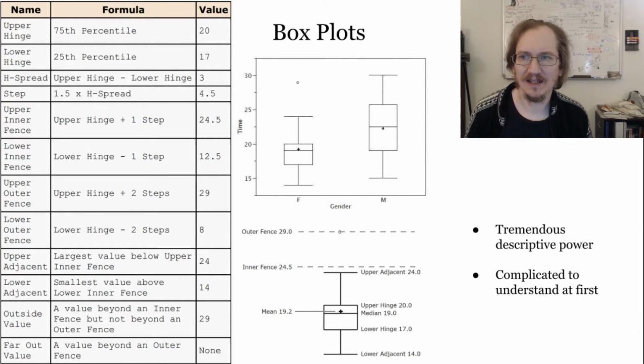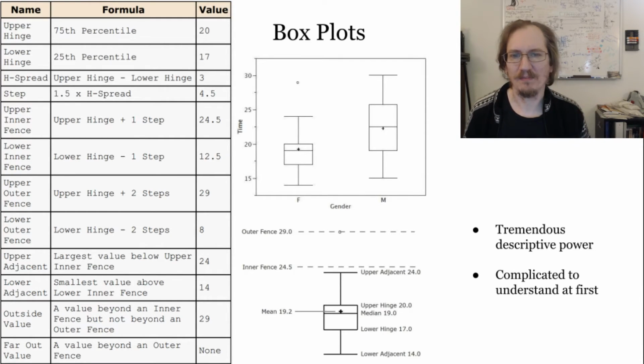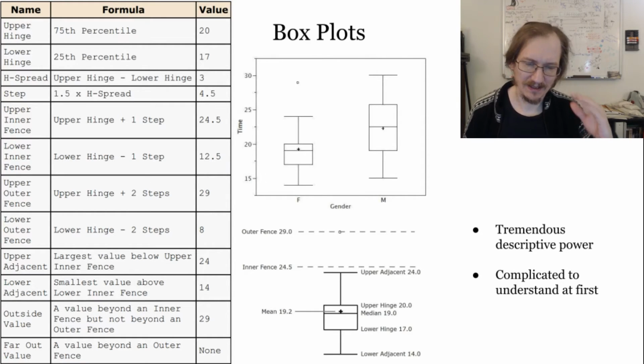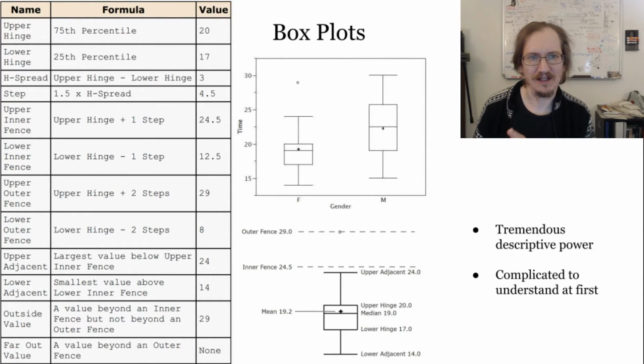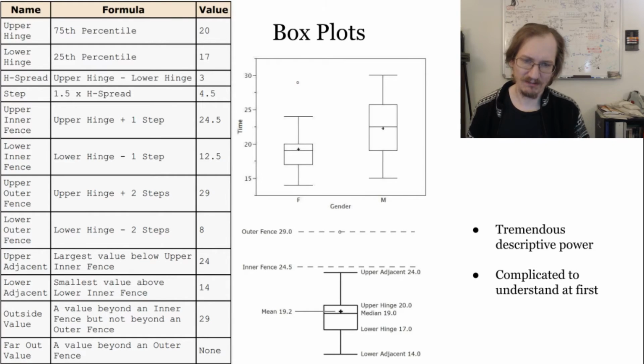Then the upper hinge and the lower hinge are the 75th percentile and 25th percentile. The lowest 25%, where that begins, you put the bottom of the box, and where the top 25% begins, you put the top bar of the box, such that everything below the top bar will be in the 75th percentile. You can see that those are the first two definitions shown, the upper hinge and lower hinge on the left. So understanding these definitions really helps you read the box plot.